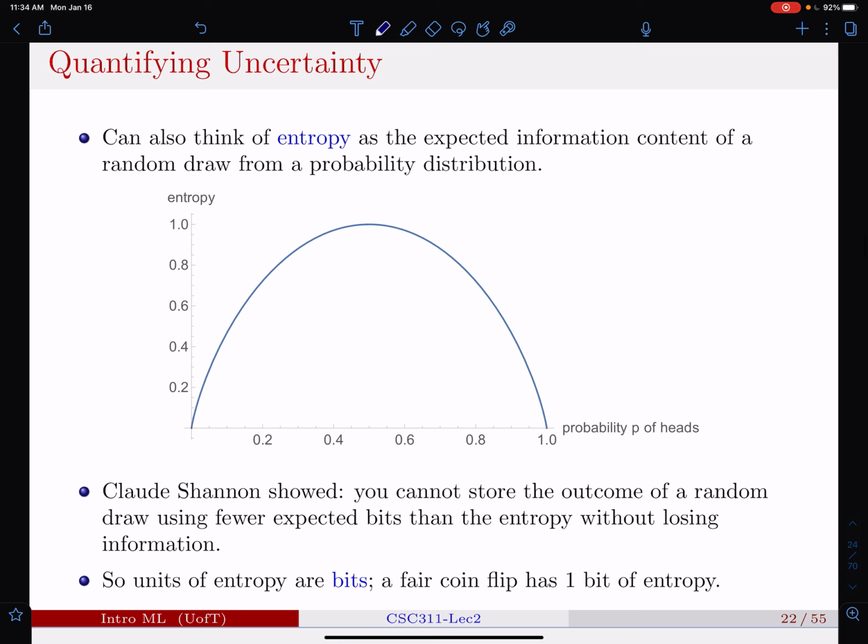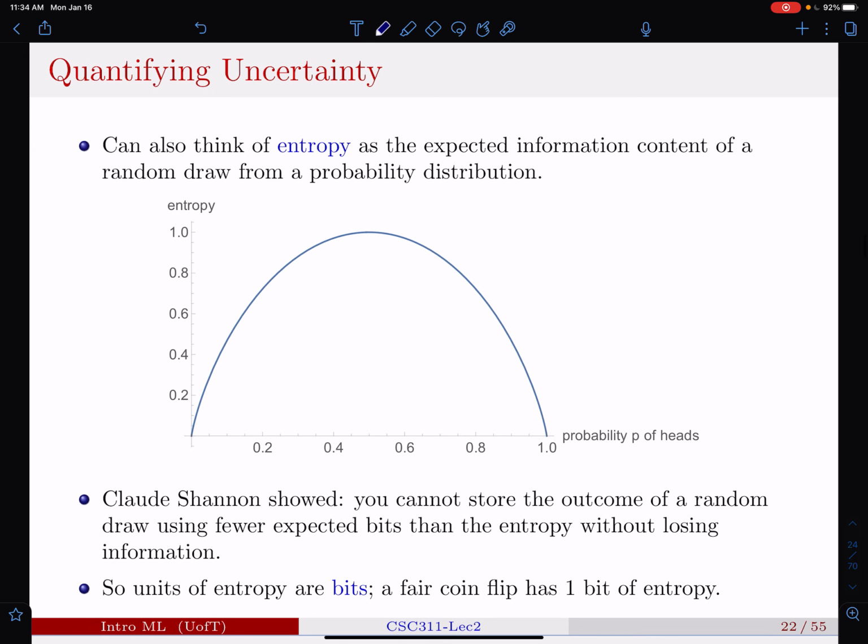Right. So one of the most important conclusions from information theory is from Claude Shannon, who basically invented information theory in one of his papers: you can't store the outcome of a random variable using fewer expected bits than the entropy without losing some information. So we sort of showed on the previous slide how you might go about coding a random variable. And units of entropy, when we're using log base 2, are called bits. A fair coin flip, which is shown here, has 1 bit of entropy. So this plot here is showing the entropy of a given random variable.